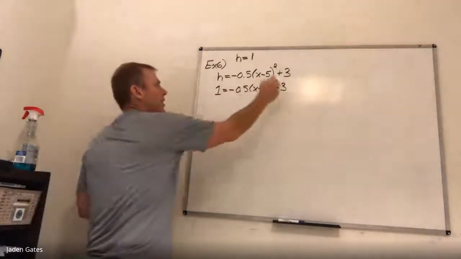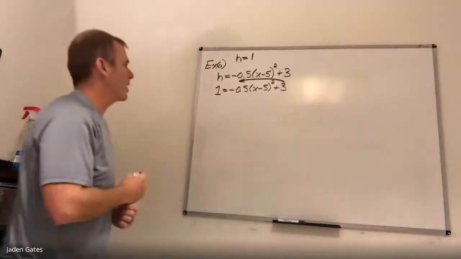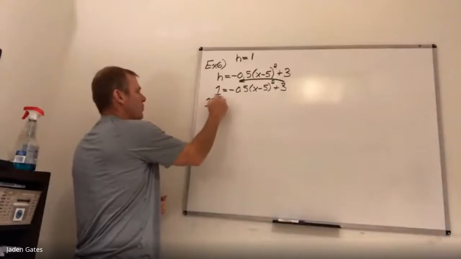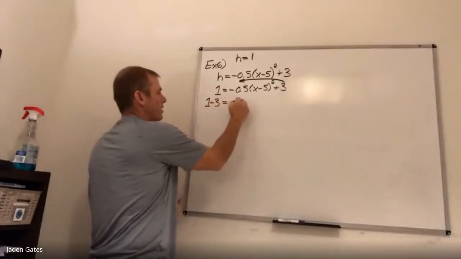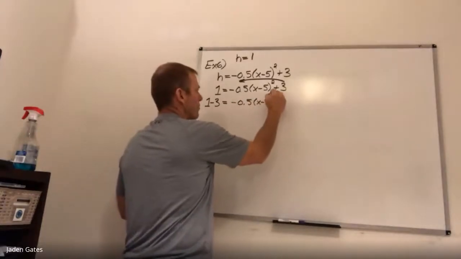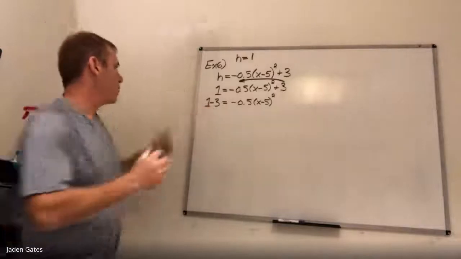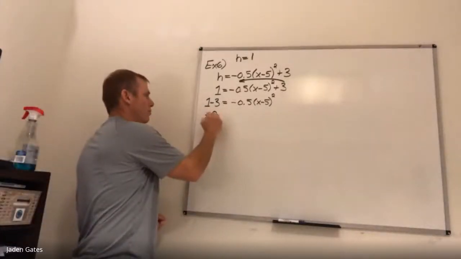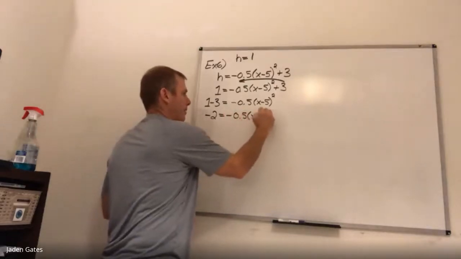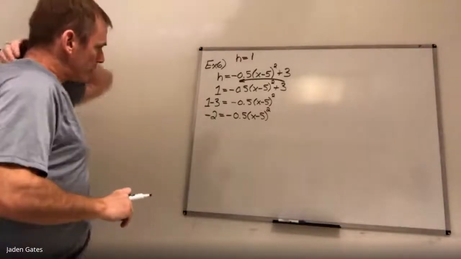As usual, the easiest to get rid of is the 3. We can move it over to the other side. Not really get rid of, but rearrange here. And so I have a 1 minus 3 now over on this side. I still got a negative 0.5 times x minus 5 squared. The 3's gone. Simplifying here, 1 minus 3 is a minus 2. All right, so that's one number gone.